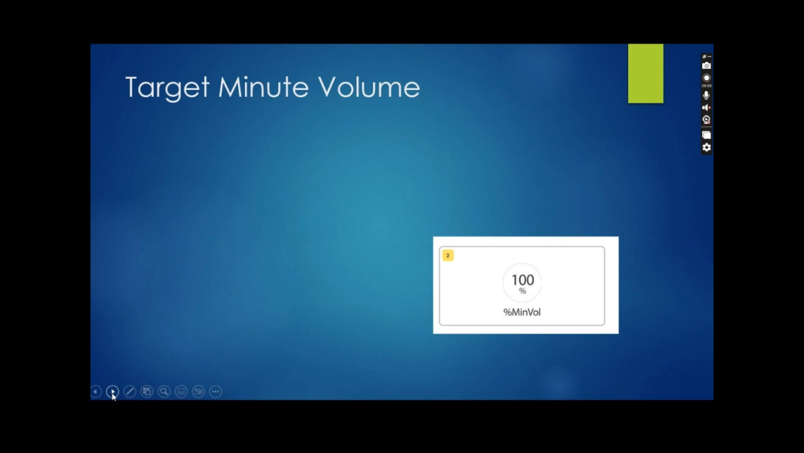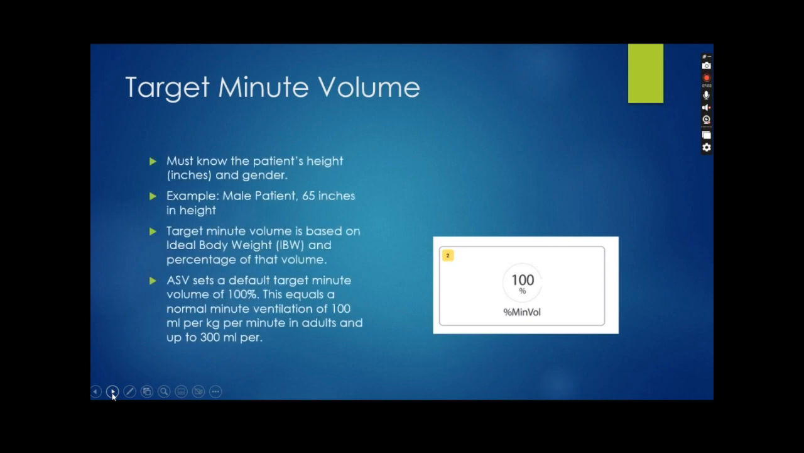So, target minute volume. How is a percentage even applicable to this target? Before you set this patient up, before anything, you need to know the patient's height in inches, centimeters if you're in the metric system, and the patient's gender. For an example, let's take a male patient 65 inches in height.